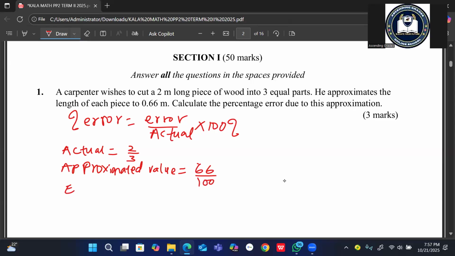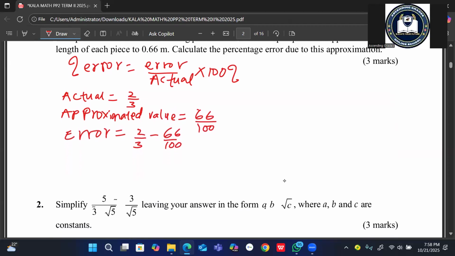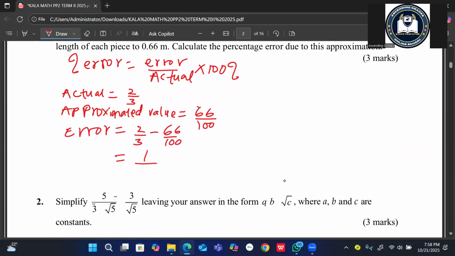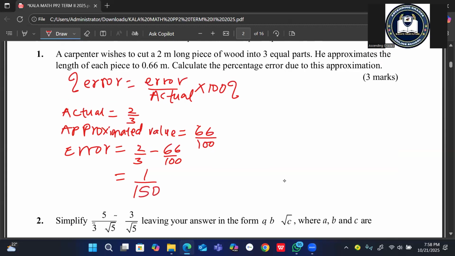So our error will be equal to actual minus approximated value, which is 2 over 3 minus 66 out of 100. So when we subtract that one, we'll get 1 out of 150 as your error.